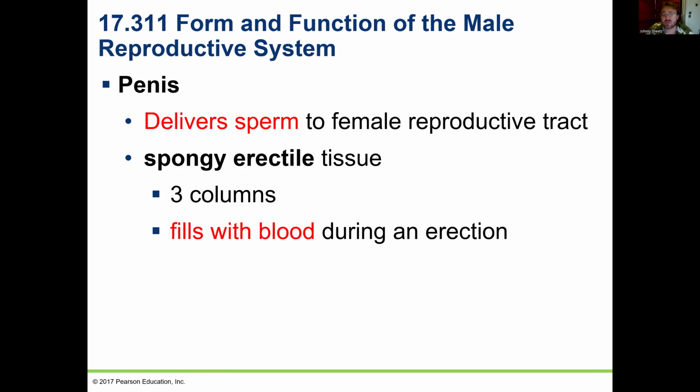Now, the penis, this is the delivery mechanism for delivering sperm to the female reproductive tract. It's made of spongy erectile tissue divided into 3 different columns. During an erection, blood saturates those columns, stiffening the tissue. We have a class of penis known as a vasodilating penis, which means that we use blood pressure in order to have an erection, and it changes size when we do that.